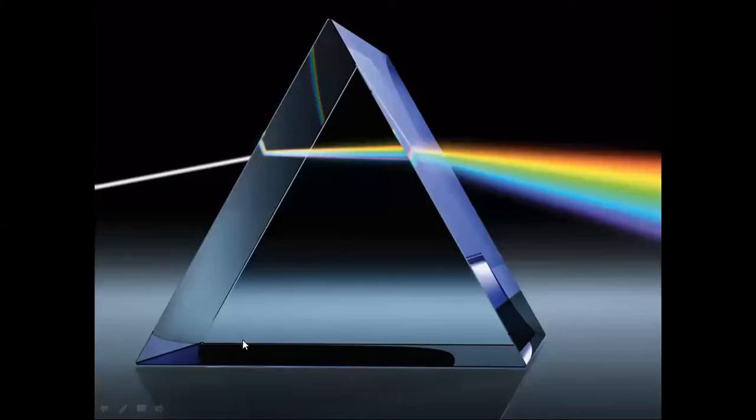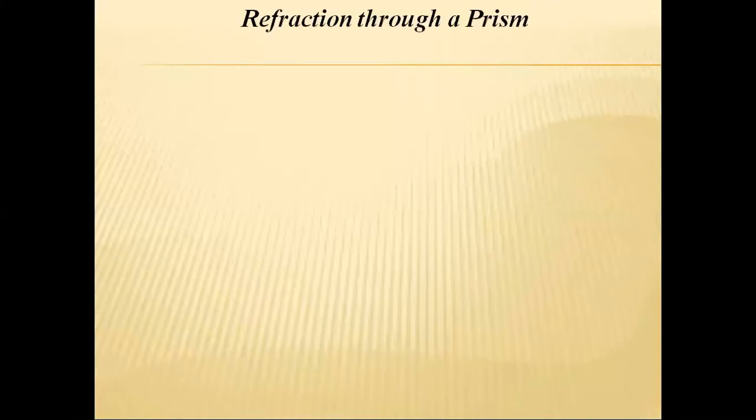Now I discuss prisms. A prism is a glass or other transparent object in the form of a triangle, with refracting surfaces at an equal angle with each other, and it is an apparatus that splits white light into a spectrum of colors. So this is a prism, and now we discuss refraction through a prism.